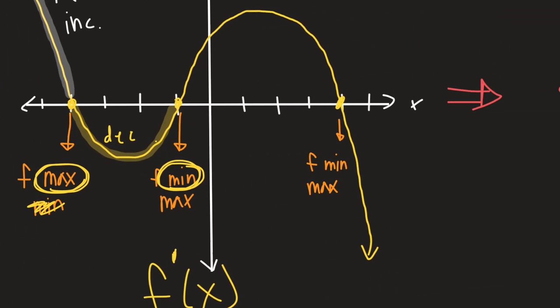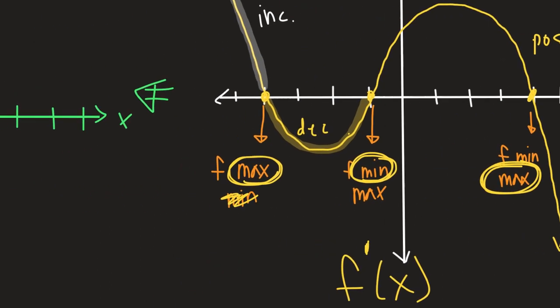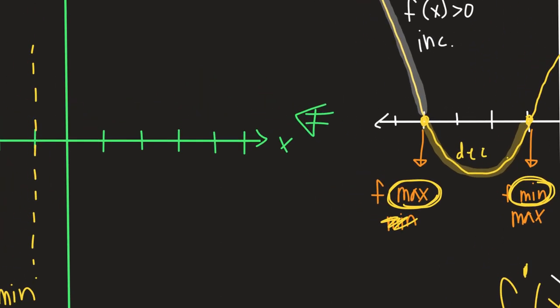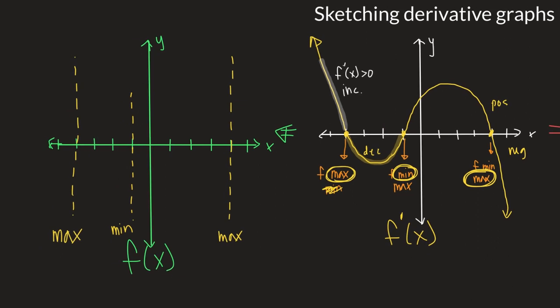And lastly, once again, we have a positive to negative. Our slopes go from positive to negative. So this is going to be, once again, a maximum point over here at +4. So we know the x values, but you don't know the y values for your maxes and mins. So we have a maximum, a minimum, and then another maximum.